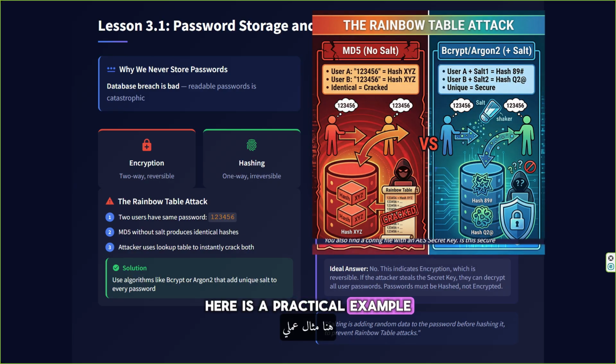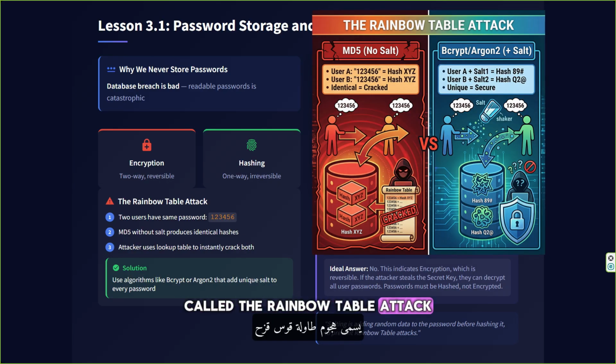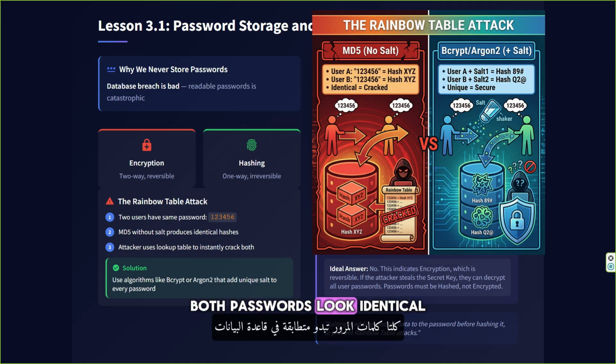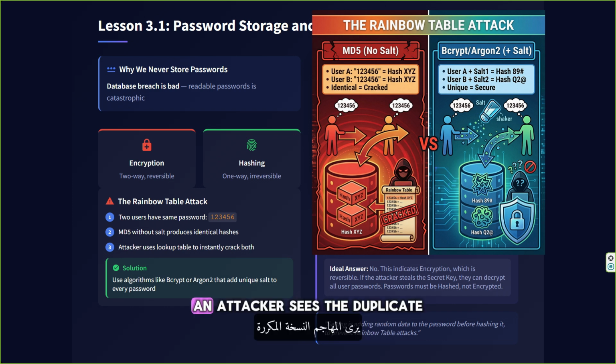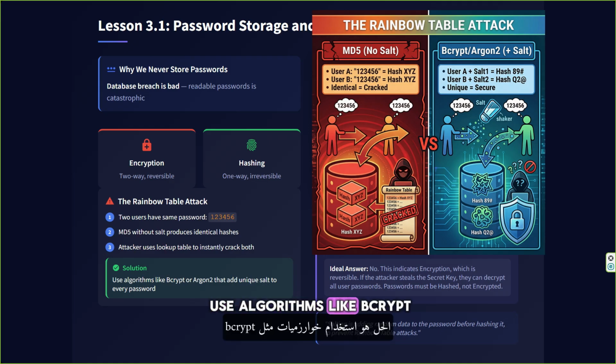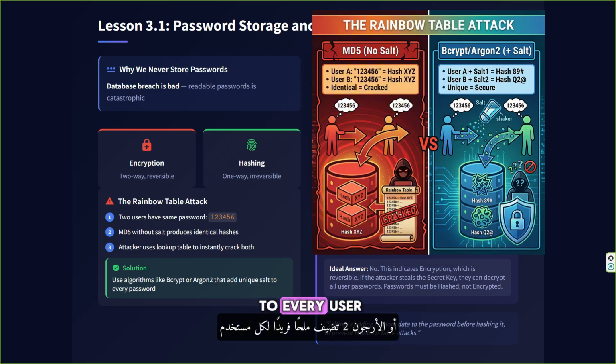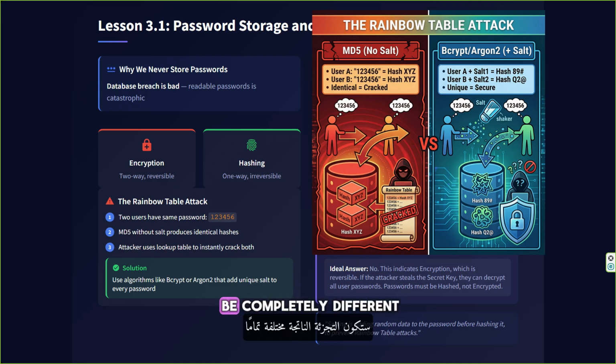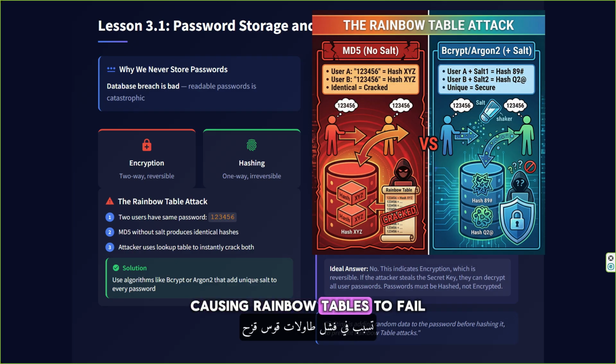Here is a practical example called the rainbow table attack. Two users have the same password, 123456. If you use MD5 hashing with no salt, both passwords look identical in the database. An attacker sees the duplicate and instantly cracks both using a lookup table. The solution is to use algorithms like bcrypt or argon2. These add a unique salt to every user. Even if two users have the same password, the resulting hashes will be completely different, causing rainbow tables to fail.